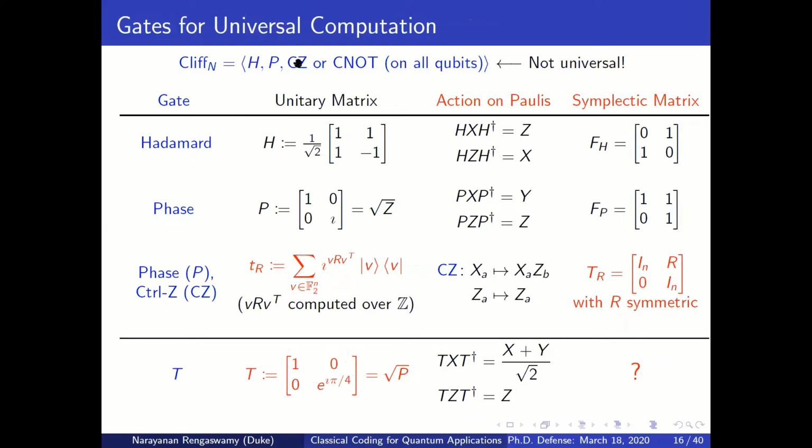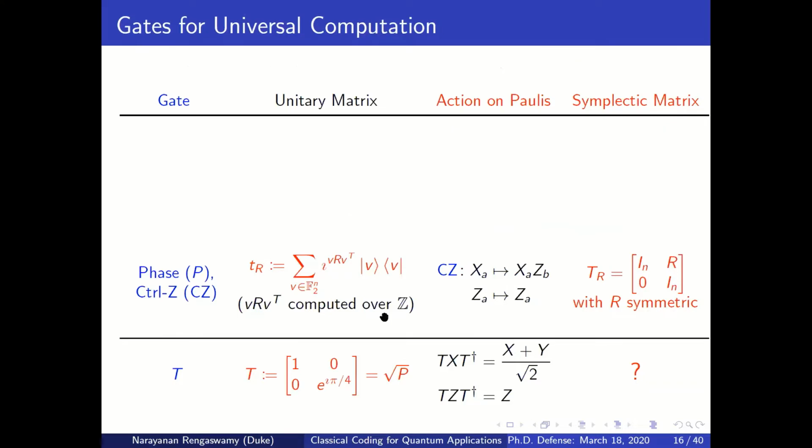So Clifford, like I said, is not universal. These are all the standard Clifford operations. And this T gate is like the simplest non-Clifford operation you can think of. So if you can do any Clifford and this non-Clifford, then you're universal. Okay. And because Pauli matrices form a basis, we can characterize each of these gates by how they act on Paulis.